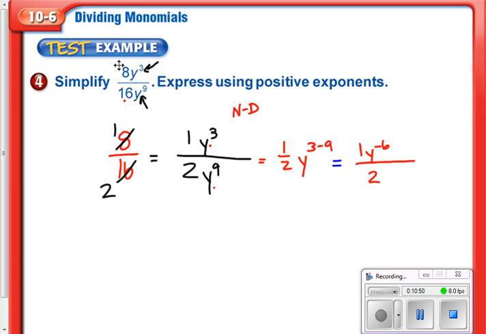Still not finished because you have a negative exponent. What has the negative exponent? Y has the negative exponent. So y is what moves. So I have 1 over 2y to the 6th. This will conclude lesson 10.5 and 10.6, multiplying and dividing monomials.